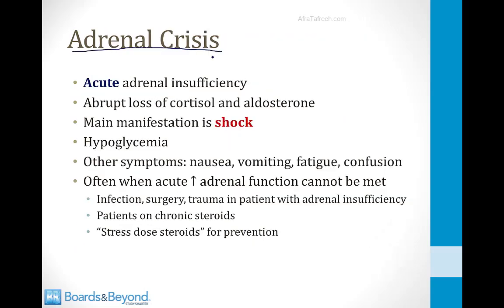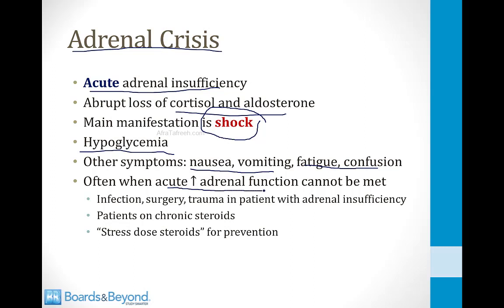Adrenal crisis occurs when there is an acute drop in cortisol level and acute adrenal insufficiency. There's the abrupt loss of cortisol and aldosterone, and the main manifestation of this condition is shock. These patients will have low blood pressure and be in shock. They will also have very low blood glucose levels. They may have other symptoms that are less specific, like nausea and vomiting, fatigue, or confusion. And this often occurs when an acute increase in demand for adrenal function cannot be met.